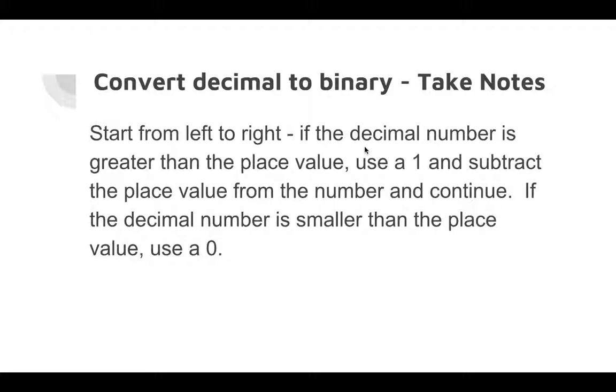And what you do is you check, is the decimal number greater than the place value? If it is, then you use a 1 for that place value, and then you subtract the place value from the decimal number, and you continue down the sequence of place values. If the decimal number is smaller than the place value, then you use a 0.